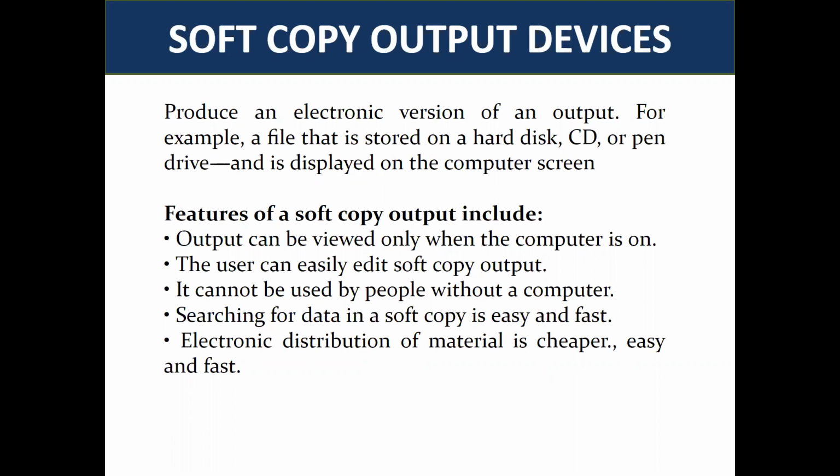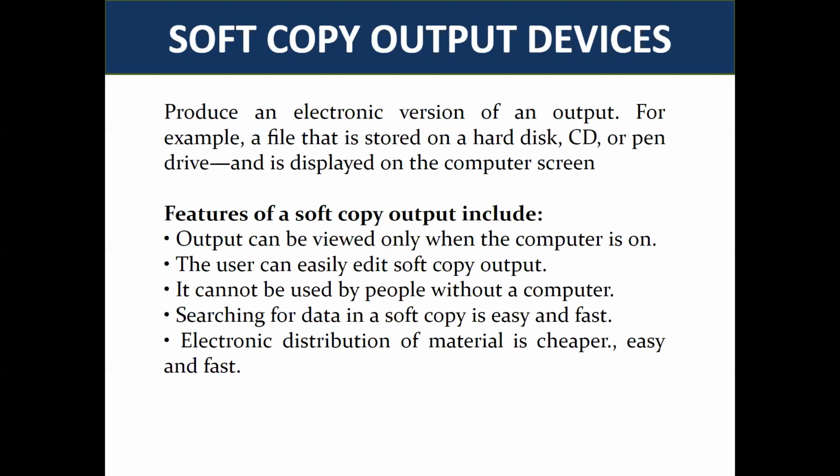Now, what are the features of the soft copy output devices? Number one is that output can be viewed only when the computer is on. If the computer is off, we cannot view the output, right? Whatever is in the pen drive, we cannot view it. Whatever is in the hard disk, we cannot view it. The user can easily edit the soft copy output. Yes, they can easily edit, right? It cannot be used by people without a computer. Yes, we cannot use a soft copy output if we do not have a computer. It would be of no use.